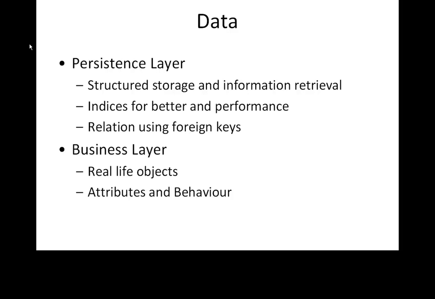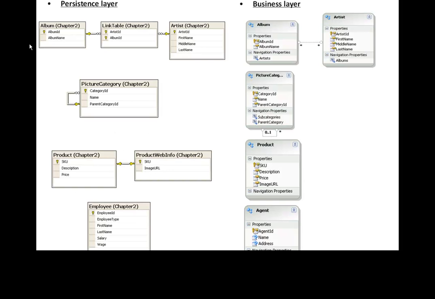Attributes are there to store the information about the objects, and behavior is like the methods about how that object will perform. So there is this difference when we talk about the same data in the persistence layer and in the business layer. For example, we can see here, this is our business layer.